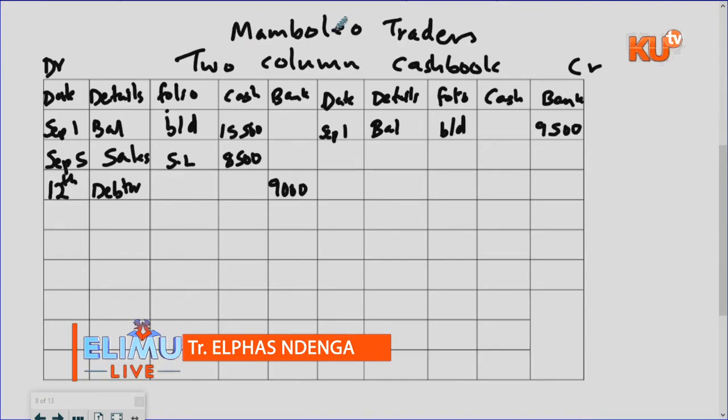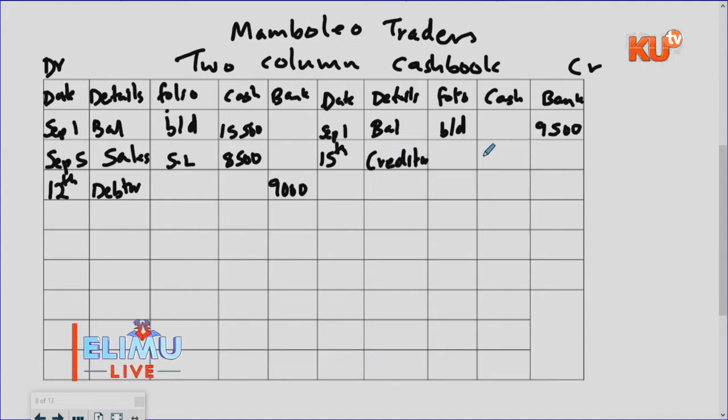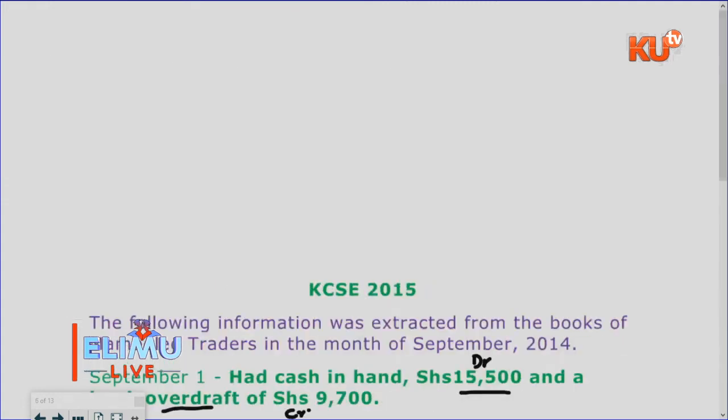That is on 15th September. And then we are paying the creditors. And the amount of how much? 10,000 in cash. Students, I hope we are together and you are enjoying this because this is fun. We can go back to our question again.